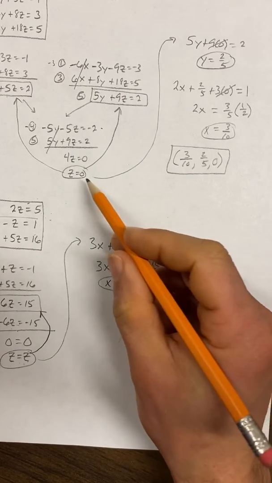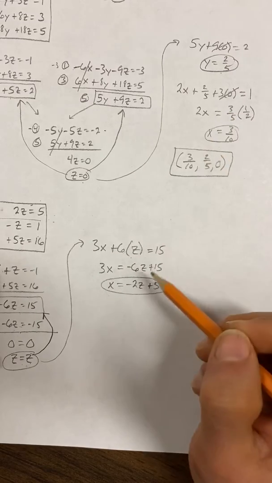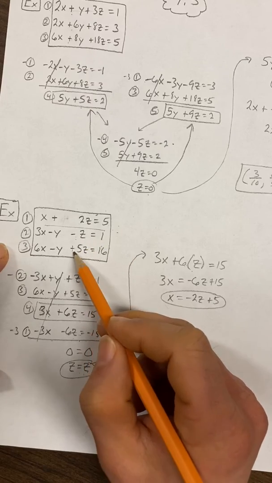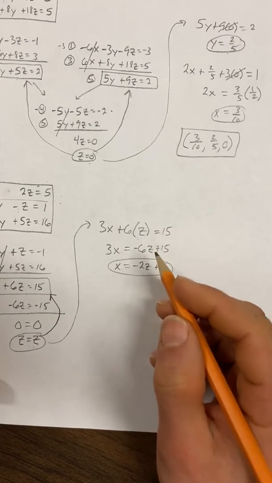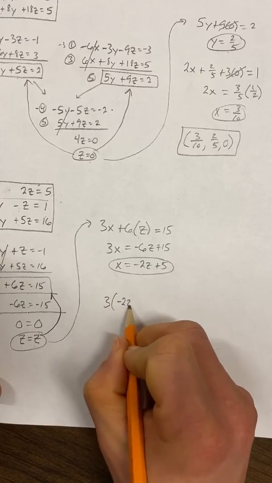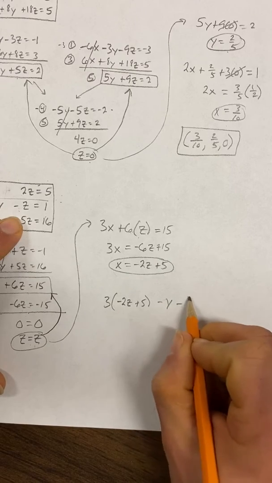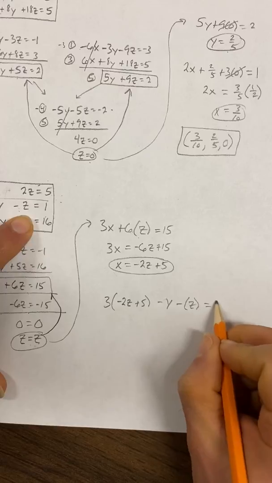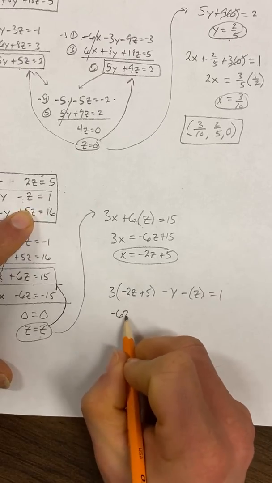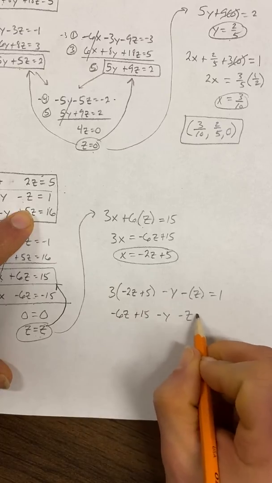And just like up here, once you knew what z was and once you knew what y was, you plugged it into one of the original equations to figure out what x is. Same idea. I know z and x, so now I'm going to plug it into one of these two to figure out what y is. So I'm going to pick equation 2, which is 3x, but we're saying x is negative 2z plus 5, minus y, minus z, which is still z, equals 1. Going to go ahead and simplify or distribute. So negative 6z plus 15 minus y minus z equals 1.